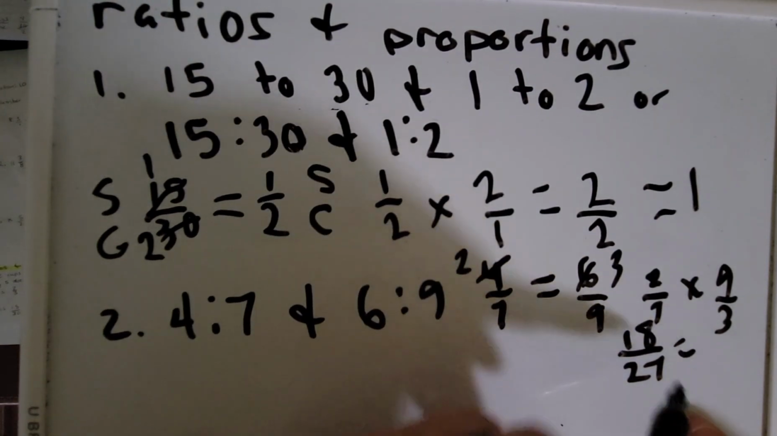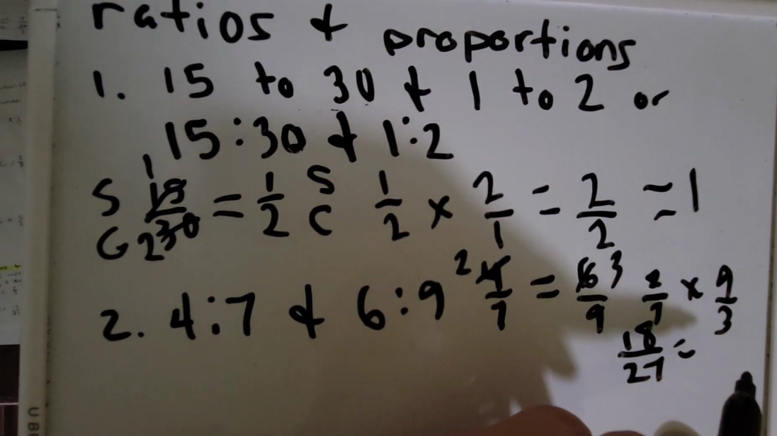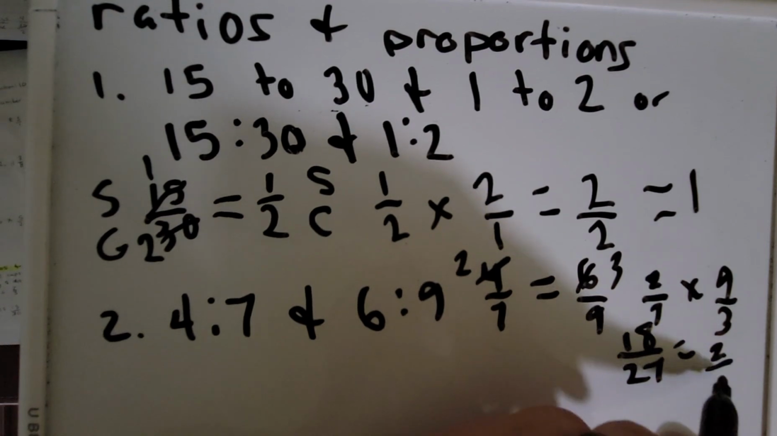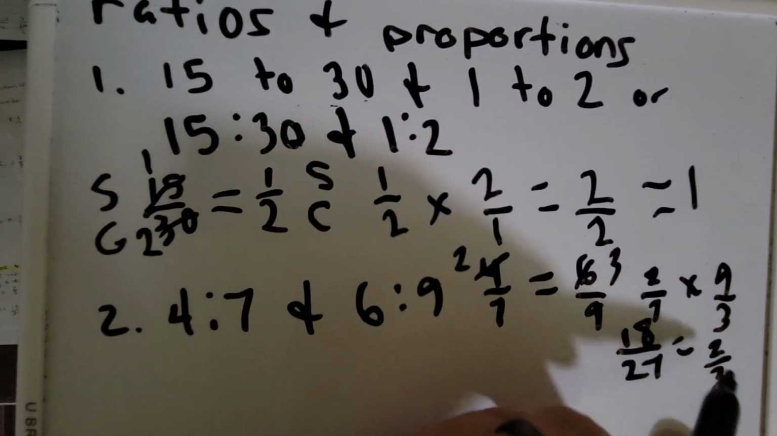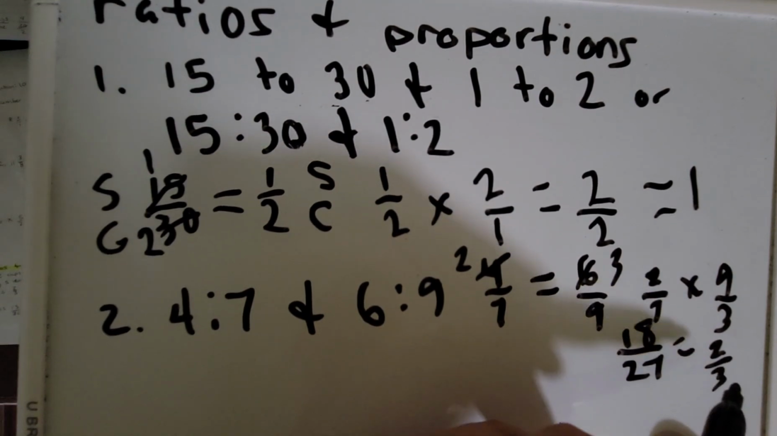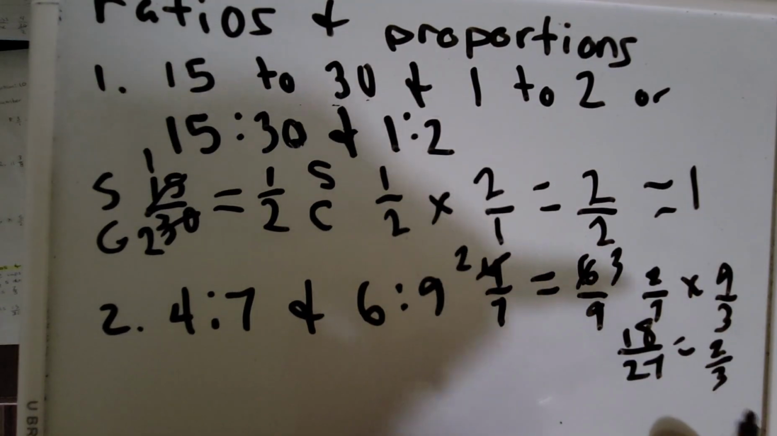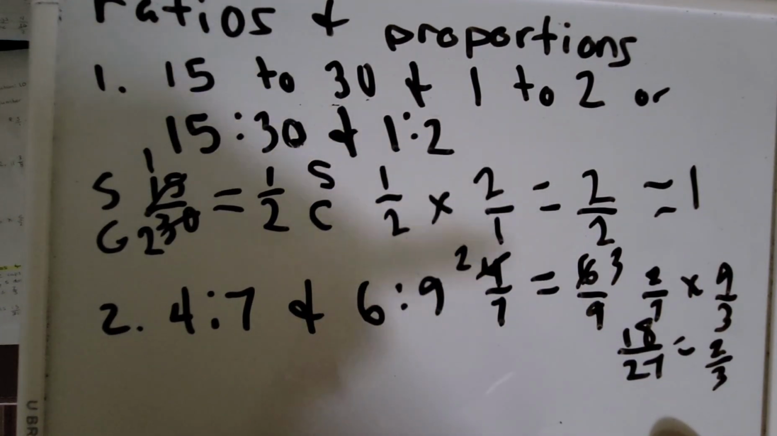With that being the case, 18 over 27, it can get simplified further, right? That'll end up equaling 2 over 3, right? However, because it does not equal one number, how this one did, this is actually considered non-proportional. So it's incorrect, right? And that's how you go about this.